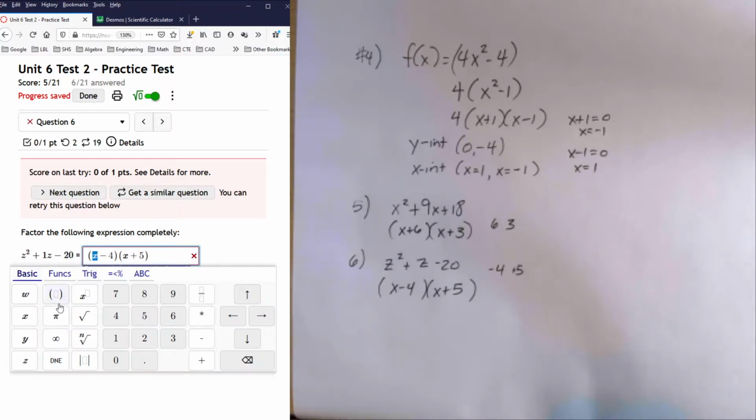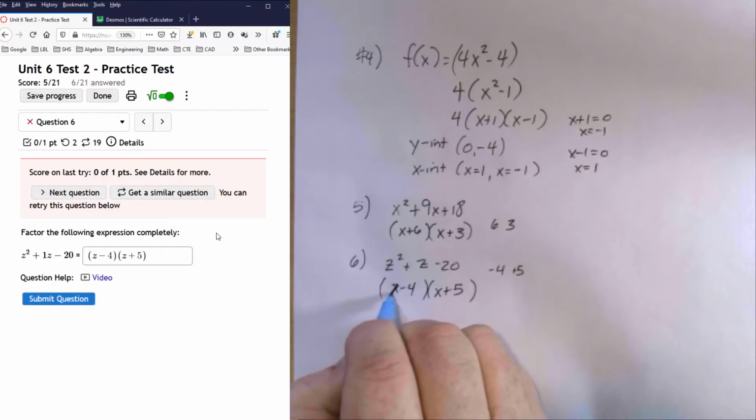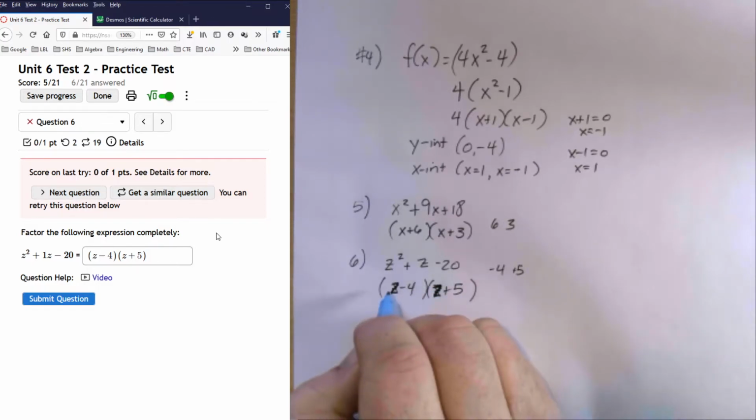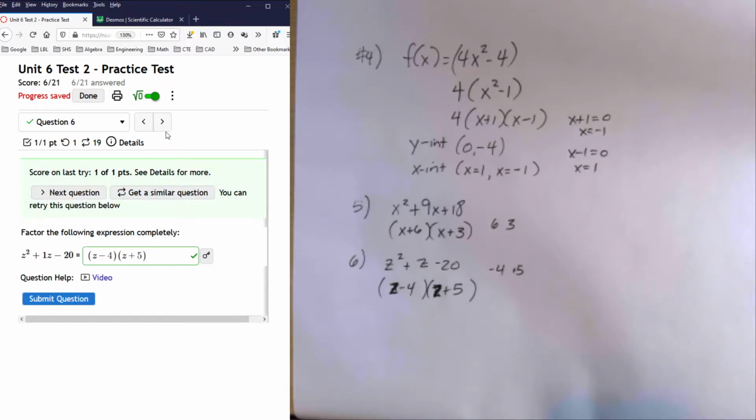And I hope you see what I did there. That should actually be a z, right? As I even said at the beginning that this was z's, and then I went ahead and put in x's anyway. So z minus 4, right? z minus 4, and z plus 5. That's a very common mistake. I make that mistake all the time. I get excited about the problem and don't pay attention to the variables. All right, so let's try that again. That looks better.